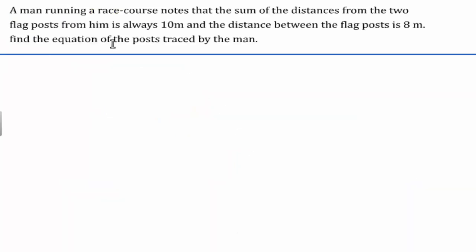In this question, we are given that a man is running on a race course and he notes that the sum of the distances from the two flag posts from him is always 10 meters and the distance between the two flag posts is 8 meters. We have to find the equation of the path traced by the man. Let's begin with the solution, and first let us draw the figure from the given data.